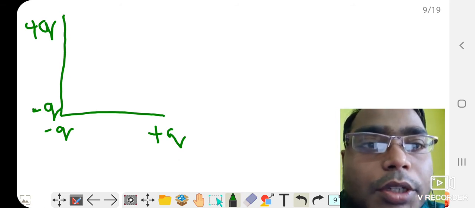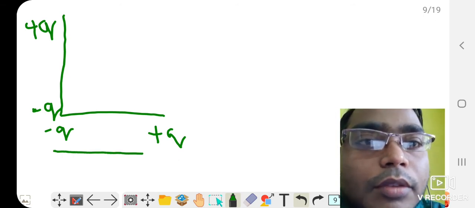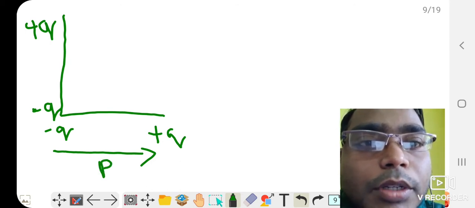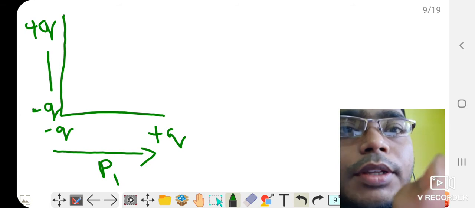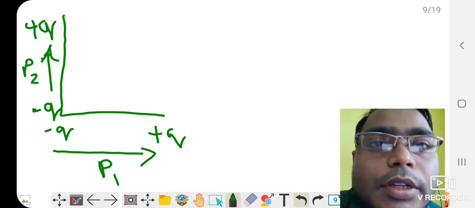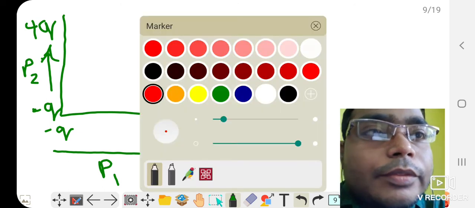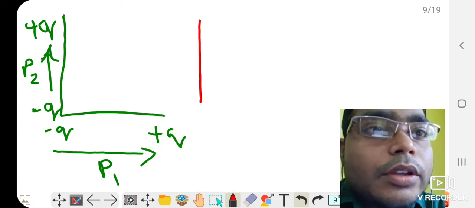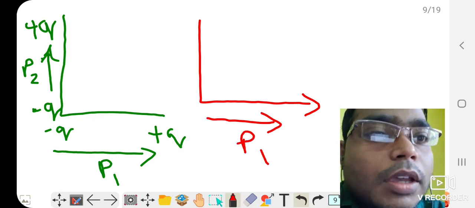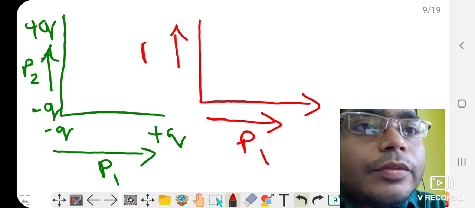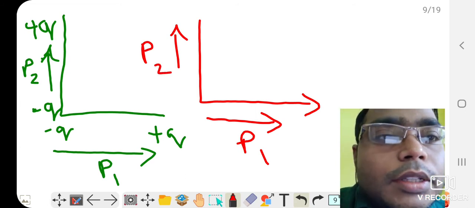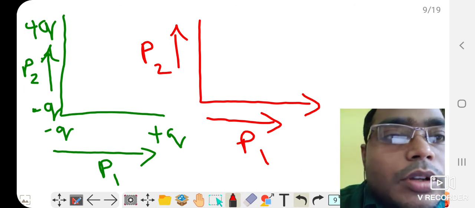Now we know the direction of the dipole moment. The direction is given from the minus q charge to the plus q charge. So let us take one dipole moment as P1, and the other dipole moment as P2. I think it is clear to all of you how we have done this question. So we can draw the diagram again. This one is our P1 and this is our P2. Since the charges are of equal magnitude, we can take the dipole moments to be the same.